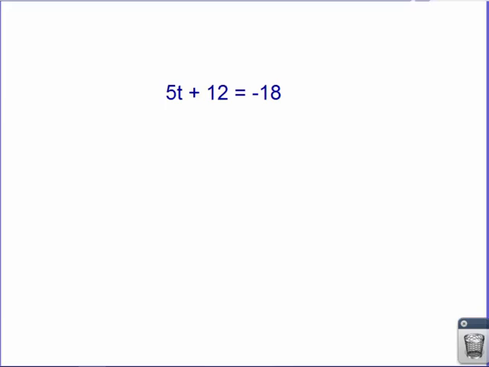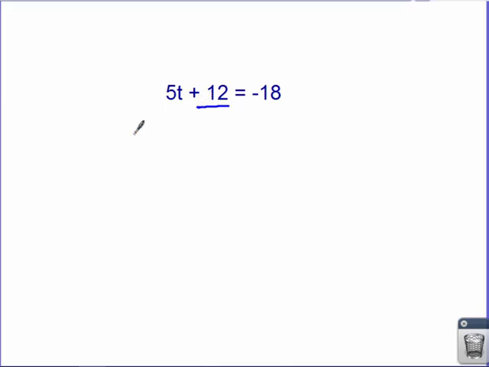Okay, so let's start off with a simple equation. 5t plus 12 equals negative 18. So the first thing that I have to get rid of is this plus 12. And how do we get rid of the plus 12? We add the opposite. So I need to add the opposite of this plus 12.